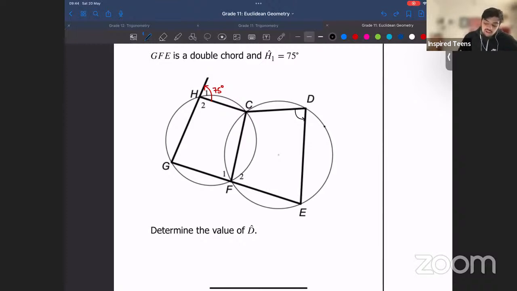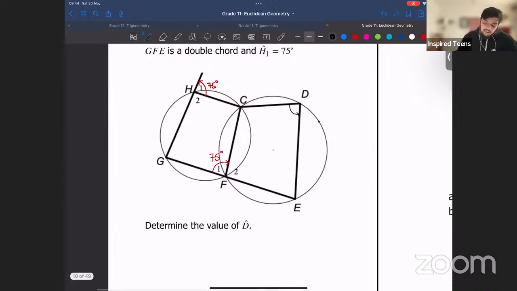So let's look at this first circle on the left. You can see that H1 is actually, because this is the straight line continuation, an exterior angle of the cyclic quadrilateral. So I can use the rule that the exterior angle of a cyclic quadrilateral is equal to the opposite interior angle. So I know that this is also 75 degrees.